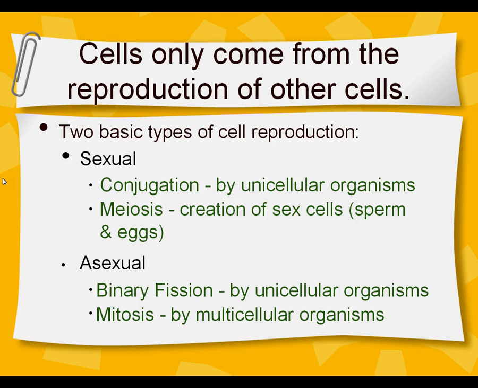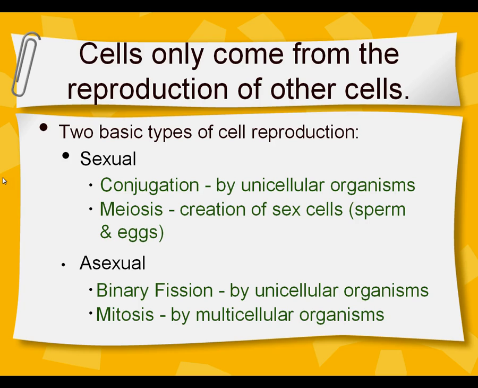Asexual reproduction is very similar to cloning the cell that's already there. You're just making an exact copy. In bacteria, when they make an exact copy of themselves, we call it binary fission, and they simply split down the middle. In plant cells and animal cells, when cells make copies of themselves through asexual reproduction, we call it mitosis. And we will study all of those a little later.